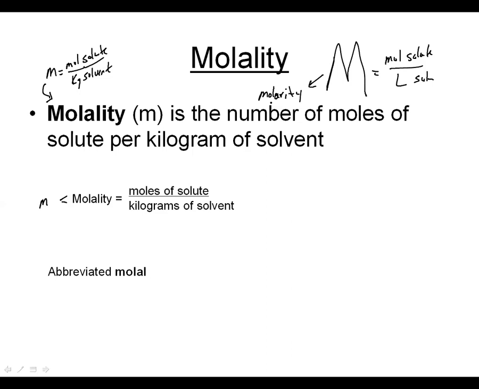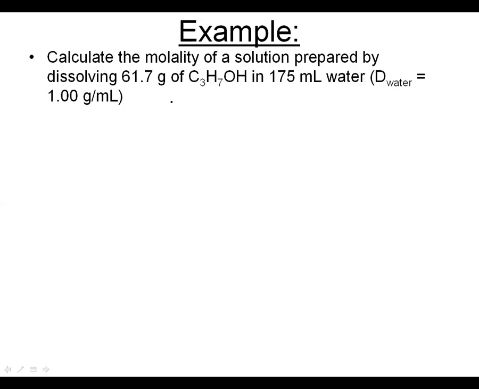So much like other things, molality is important. It is the moles of the solute over, again, just the kilograms of the solvent. So if we look at this here, we want to calculate the molality of a solution that's prepared by dissolving 61.7 grams of C3H7OH in 175 milliliters of water. Again, just to remind ourselves here, molality is moles of solute per kilograms of solvent.